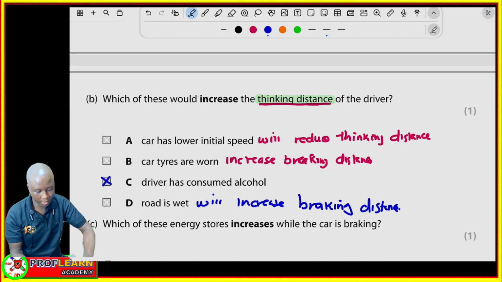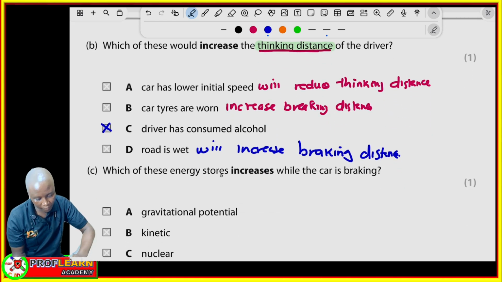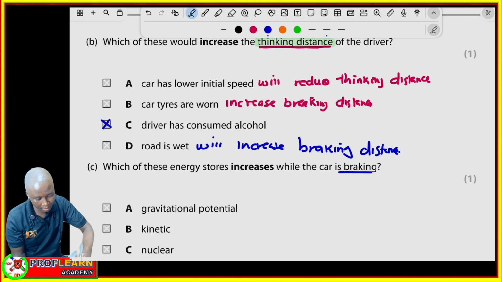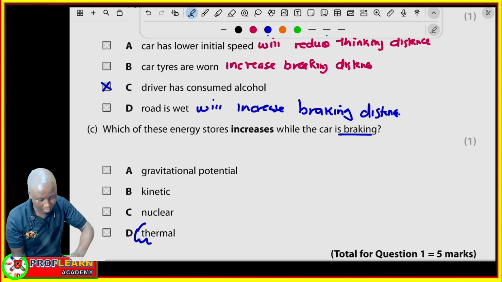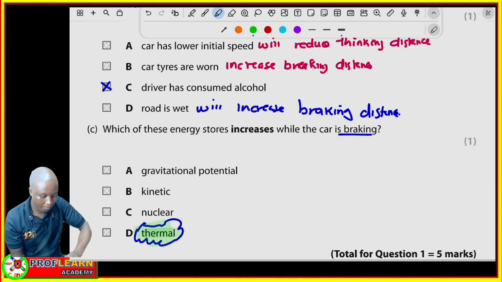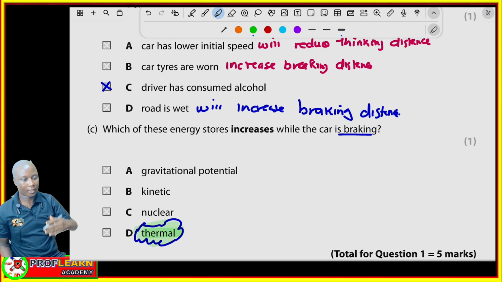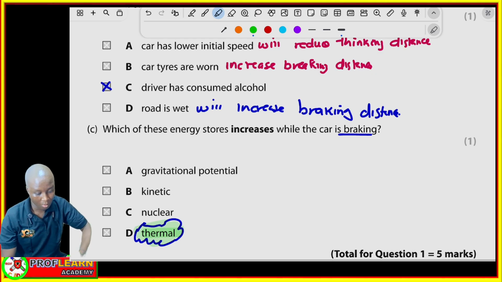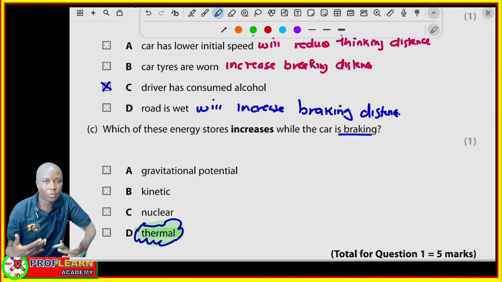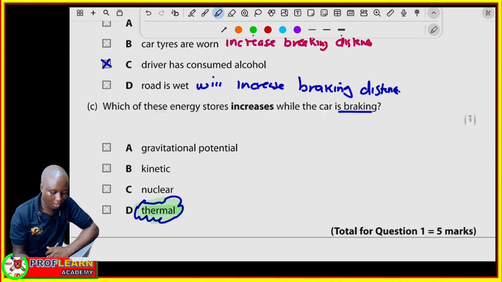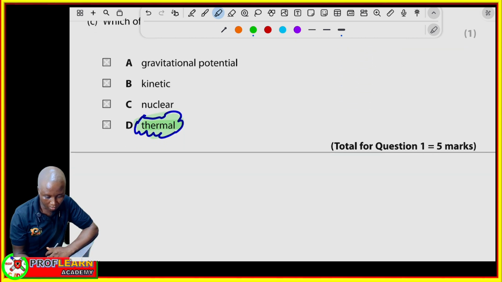Which of these energy stores increases when the car is braking? What increases is actually the thermal energy store, which means that due to friction, the thermal energy is going to increase. If you go and check the brake pads, you'll feel they are hot because due to friction, the thermal energy is going to increase.